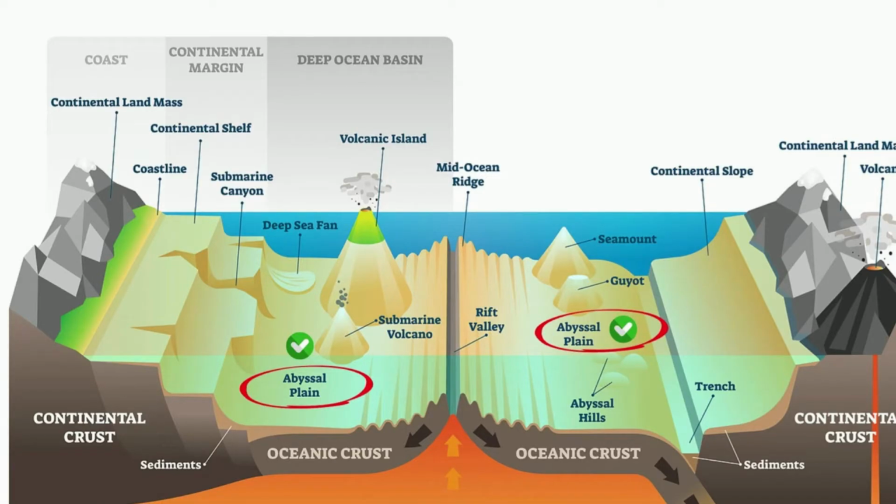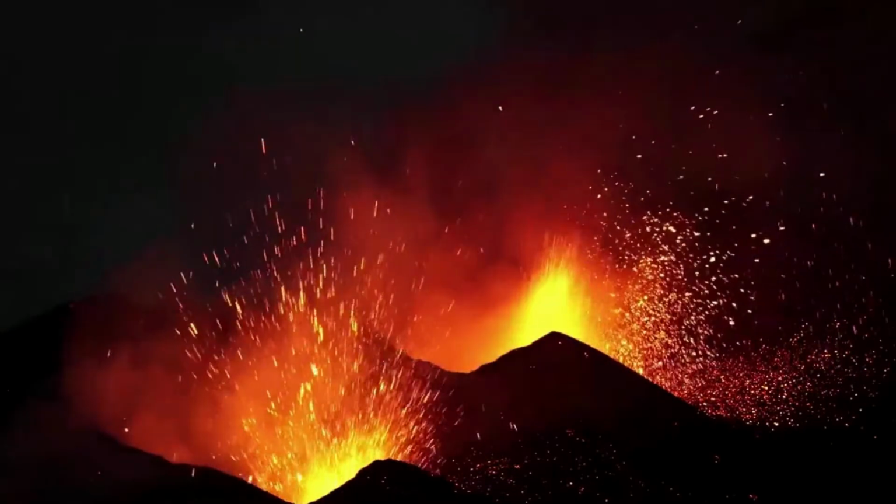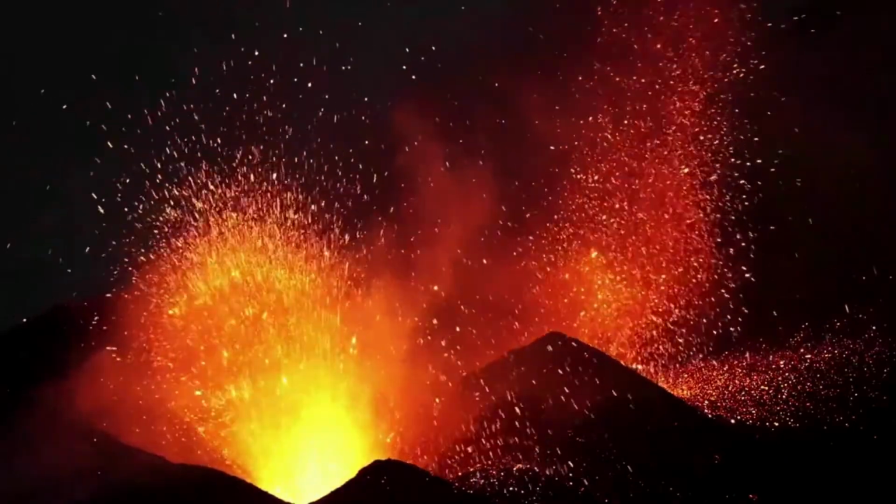There may also be huge underwater mountains called seamounts. The peak rises hundreds of miles from the ocean floor. Seamounts are also volcanoes that were formed in the same way as a volcano on land. Hot molten rock rose from inside the Earth's surface and cooled into a solid.